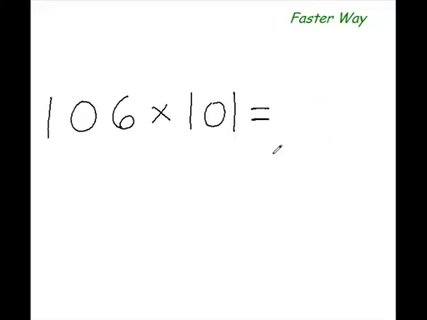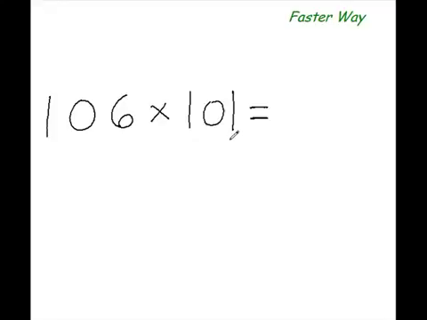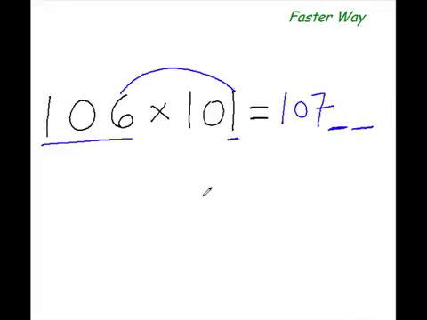Now using the same logic, can you tell me what would be 106 times 101? So once again add this 1 to this entire number. 106 plus 1 is 107, and we get the first 3 digits of our answer. Now 2 more to go. So 6 times 1 is 6, so we put 06 here. That is our answer, 10,706. As simple as that.